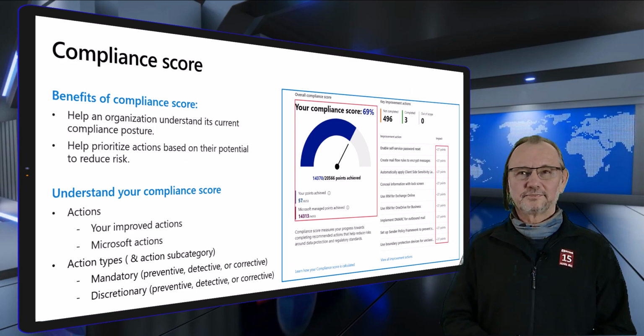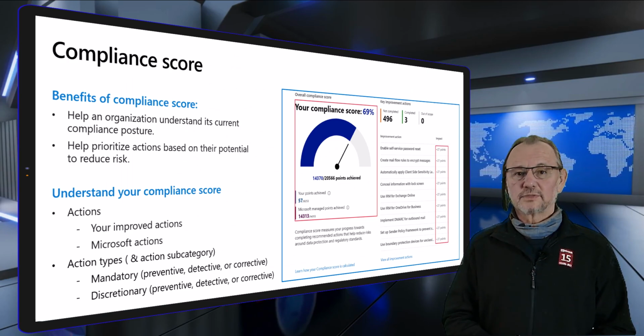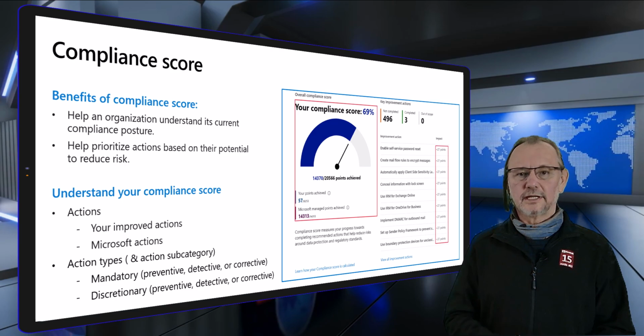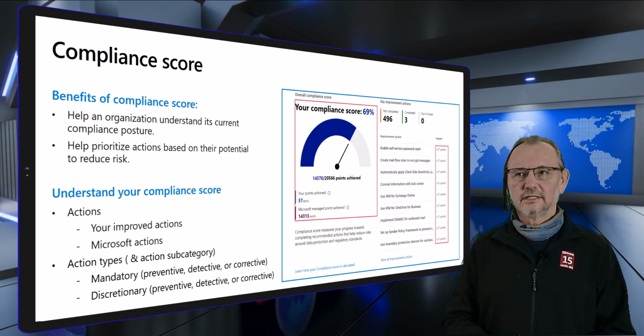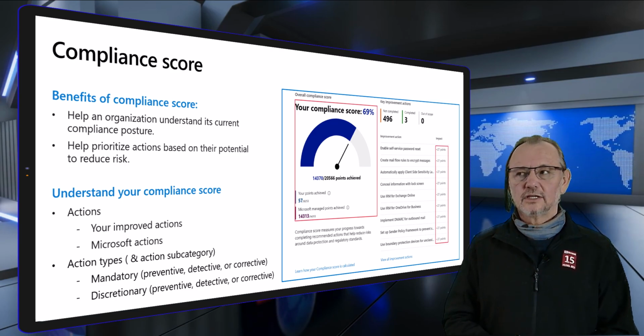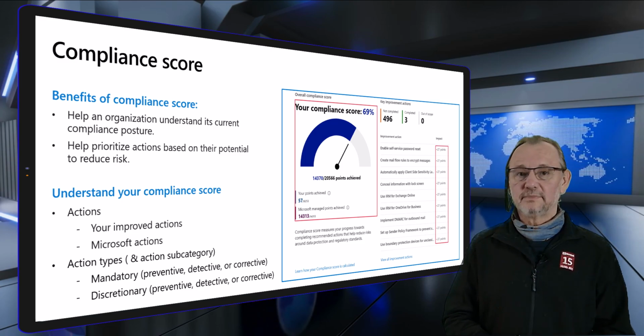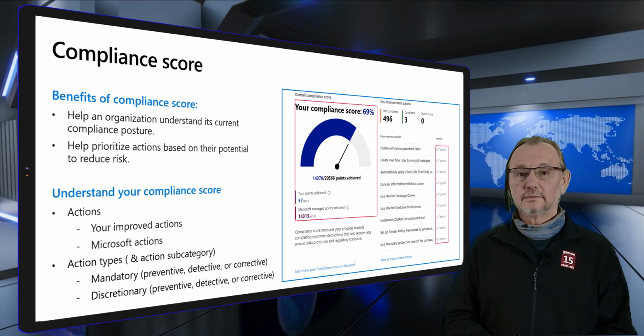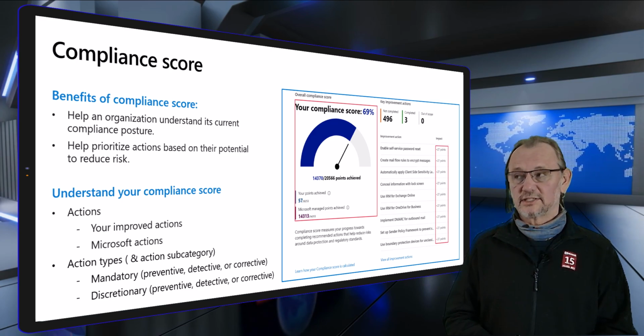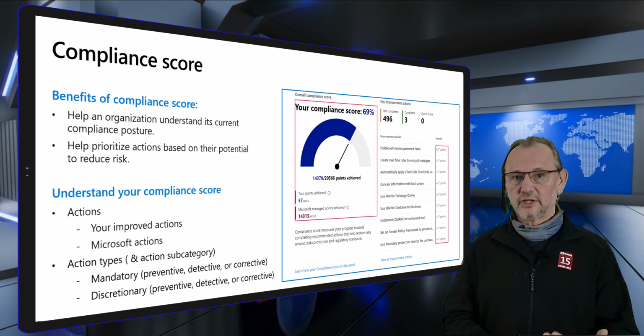Compliance score. Compliance score measures progress in completing recommended improvement actions within controls. The score can help you understand your current compliance posture. It also helps organizations prioritize actions based on their potential to reduce risk.